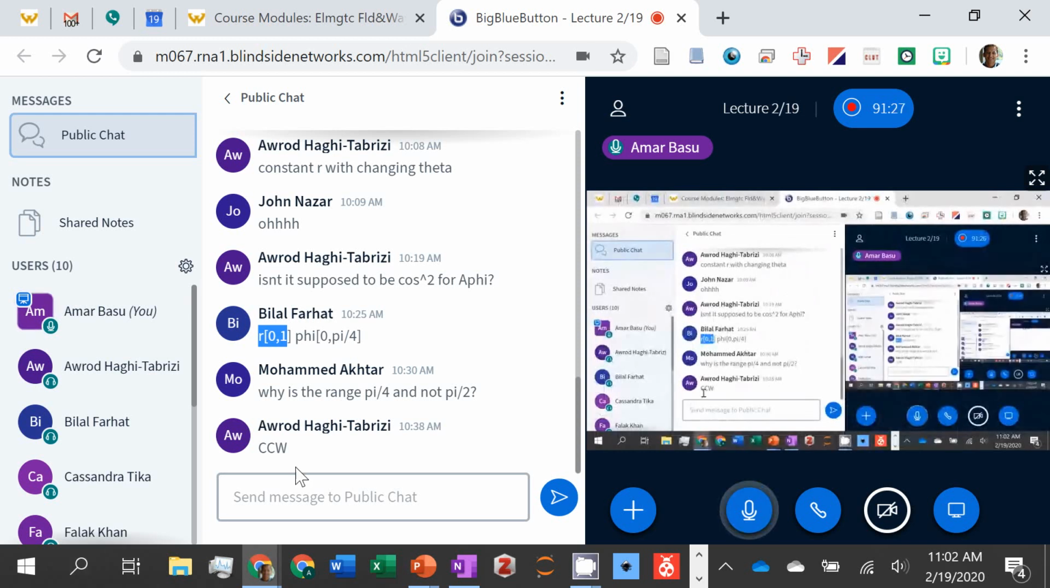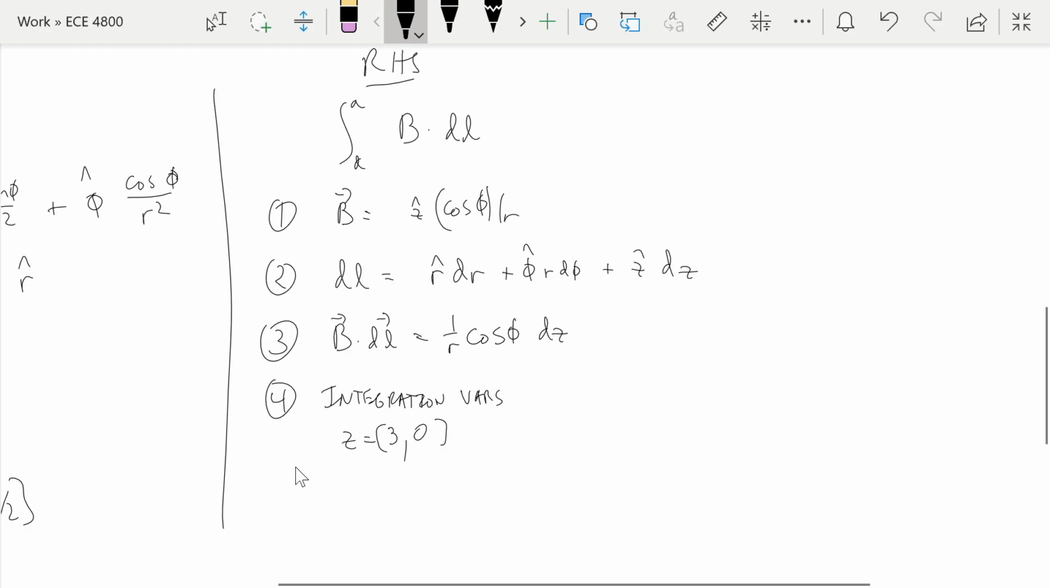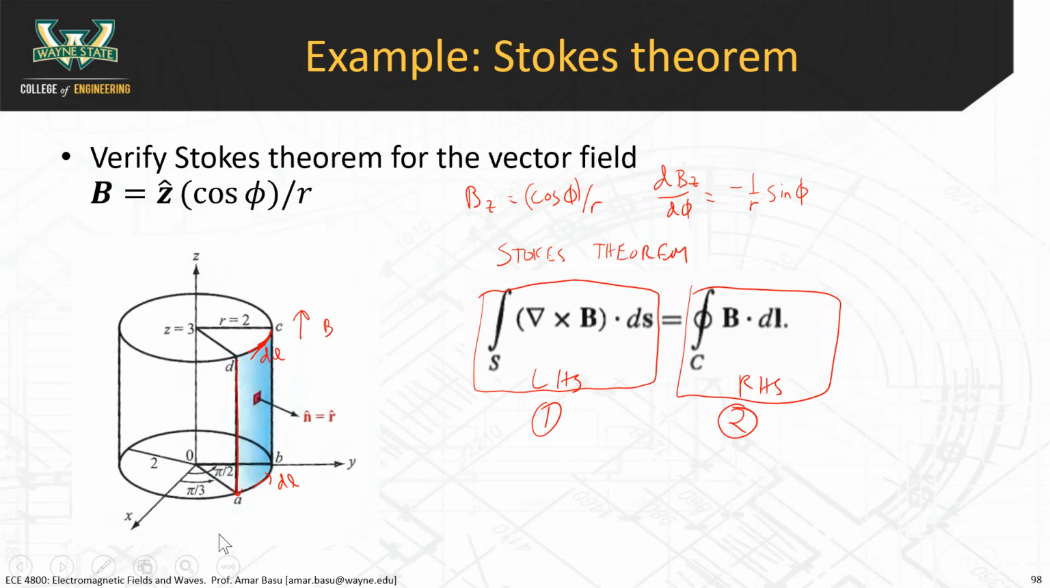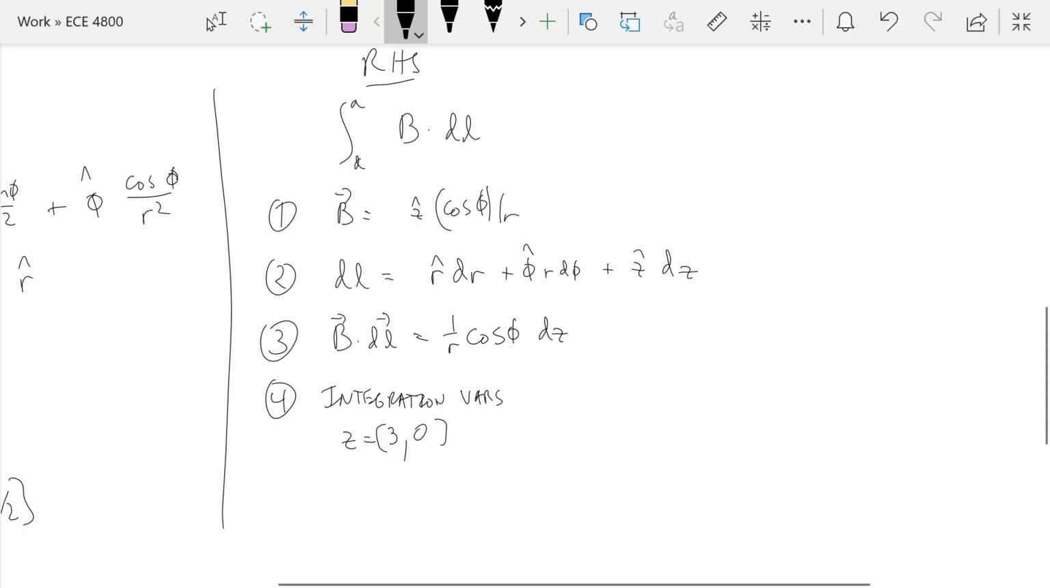This is one of the most important points about doing line integrals: when you're doing multiple segments of a line like this, you have to make sure you're going in the right direction. When we do a line integral, we have to go in the counterclockwise direction. So when we're on this side of the contour, we have to go from D to A. Our limits of integration are going to be from 3 to 0. The phi is fixed at pi over 3, and the r is fixed at r equals 2.